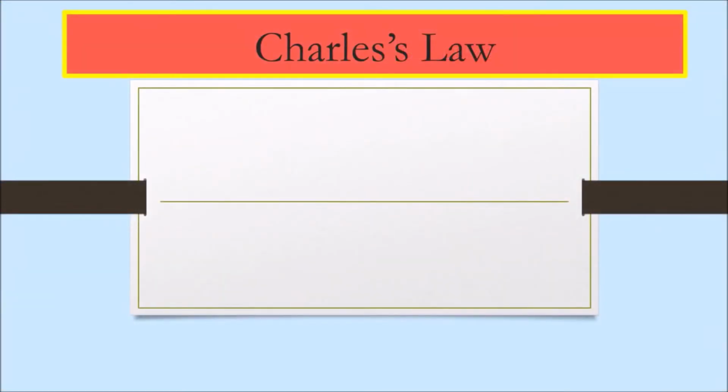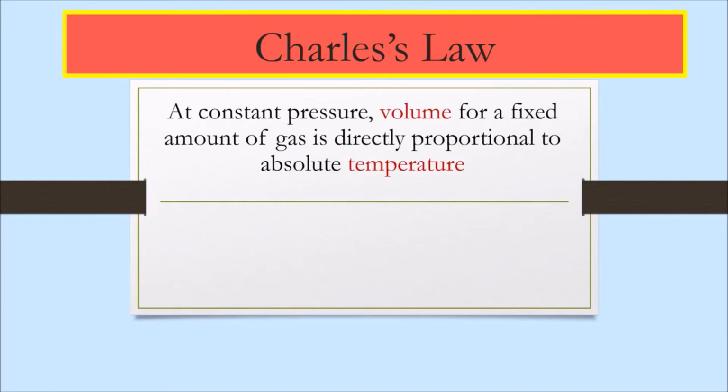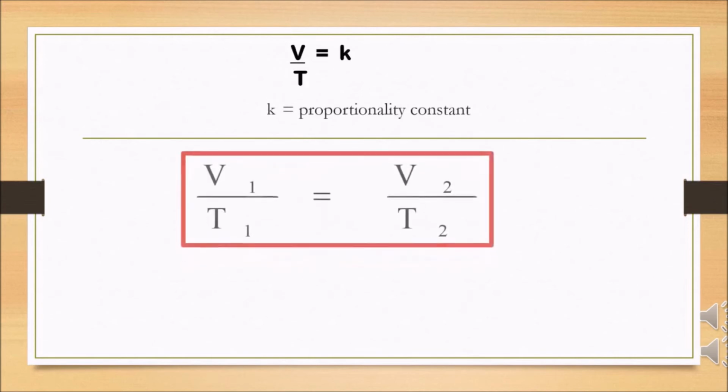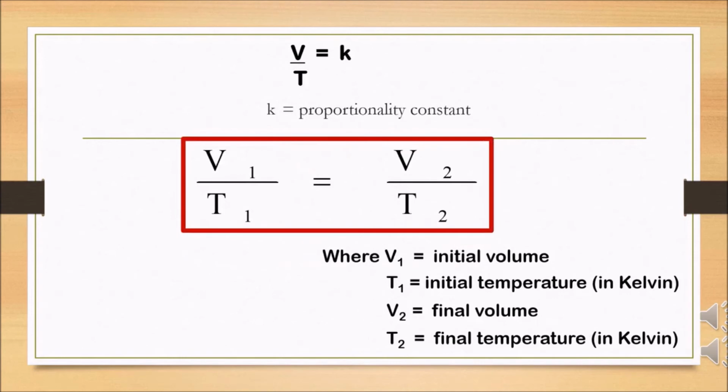The next gas law is Charles' law. Volume is directly proportional to the temperature at constant pressure and number of moles of gas. So, at different volume and temperature, we will get V1 over T1 equals V2 over T2.